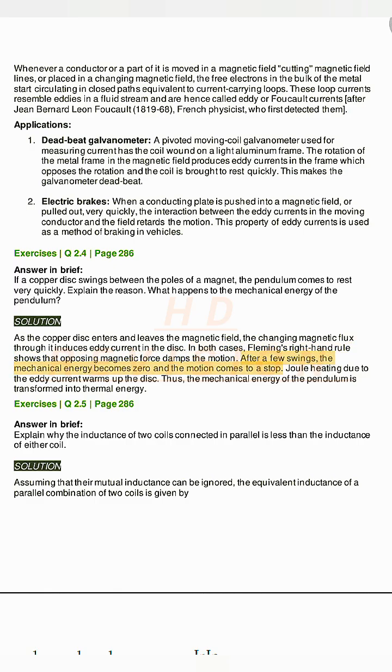After a few swings, the mechanical energy becomes zero and the motion comes to a stop. Joule heating due to the eddy current warms up the disc. Thus, the mechanical energy of the pendulum is transformed into thermal energy.